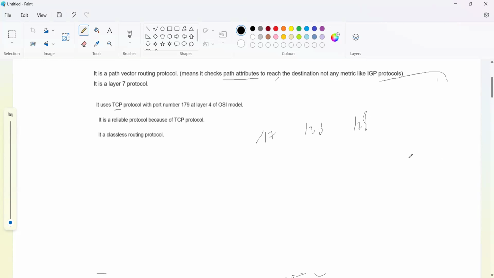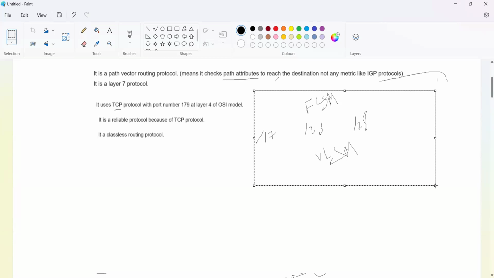It will use FLSM, fixed length subnet mask, and VLSM, variable length subnet mask. It will support both. That is the reason it's a classless routing protocol.